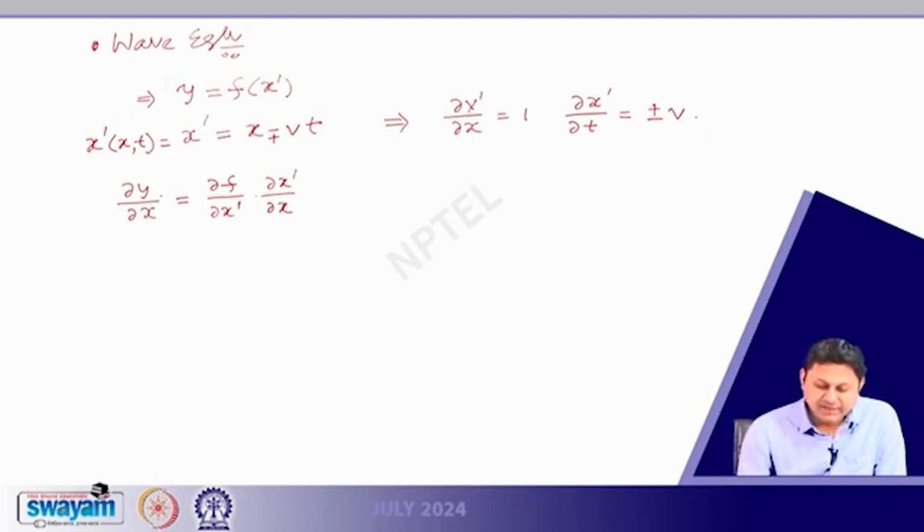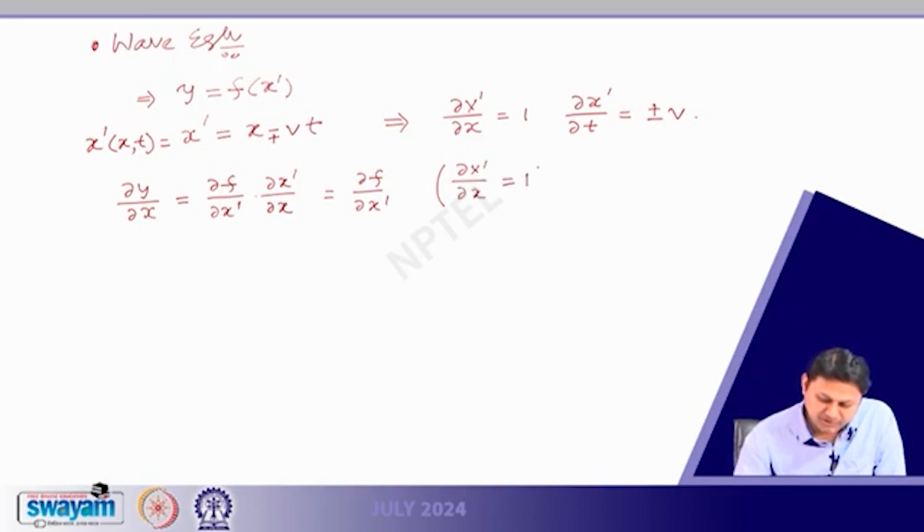Y is a function of x and t, but it is equal to f of a function of x prime. So using simply the chain rule, I can have this. So this is essentially del f del x prime, because del x prime del x is equal to 1 with this transformation, whatever the transformation we have.